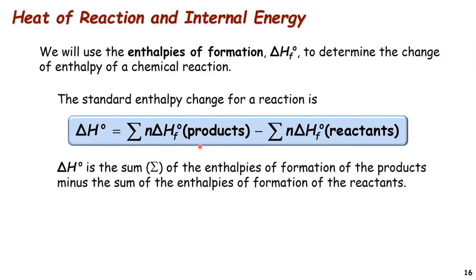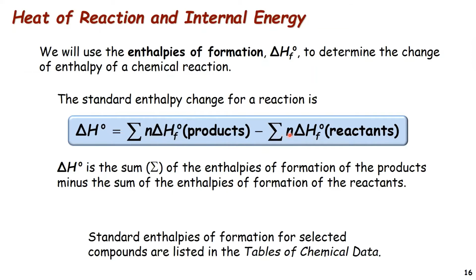So the enthalpy of formation of the products, and enthalpy is an extensive property, so we have to multiply it by the number of moles within the balanced chemical equation. And then we're going to subtract from that the sum of the enthalpy of formation of the reactants, again each multiplied by the coefficient in the balanced chemical equation. The enthalpies of formation can be found in the tables of chemical data posted on Canvas or in the appendix of your text.